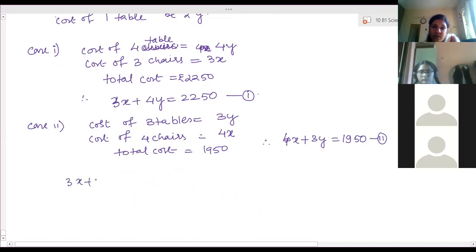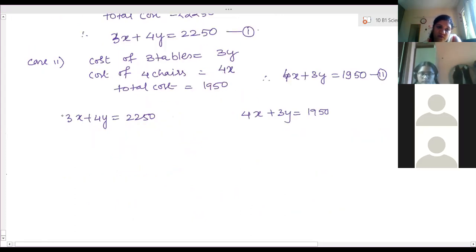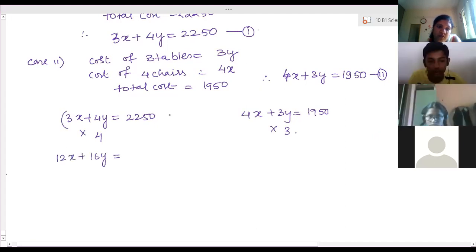One equation is 3X plus 4Y is equal to 2250. Second equation is 4X plus 3Y is equal to 1950. So multiplying this equation with 4 and this equation with 3: 12X plus 16Y is equal to, this is actually multiplied with 4.